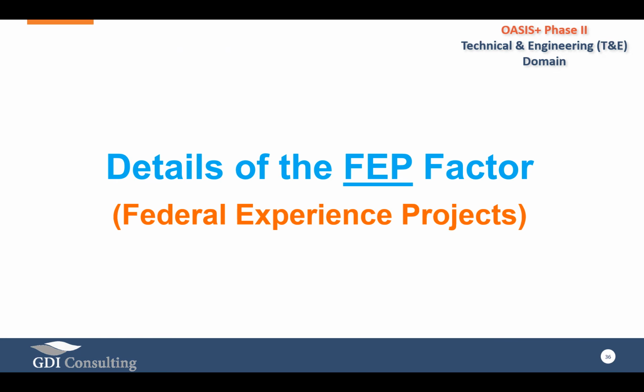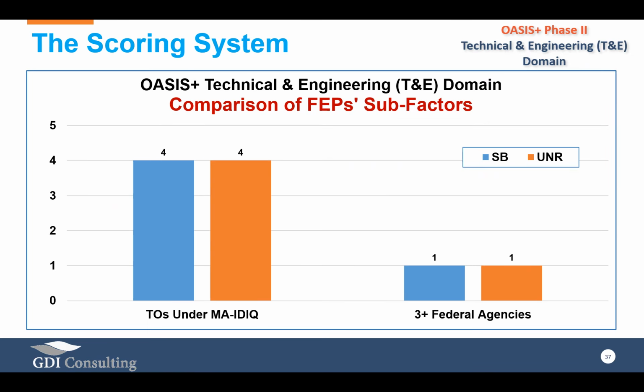Okay, so that was the first main subfactor, the QP factor and subfactors. Let's now consider the second main score factor, the FEP, or Federal Experience Projects. The name is on it, Federal Experience, meaning that you cannot use commercial or state and local. It has to be federal contracts. There are 2 subfactors involved here. One is the number of task orders you have received, and one is the number of federal agencies you have worked with. I'm going to discuss each separately.